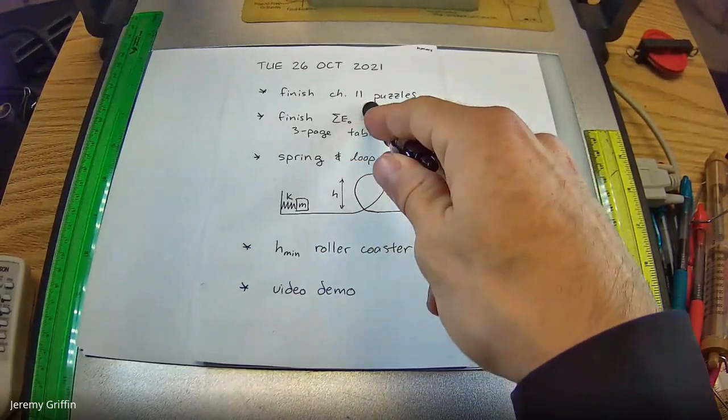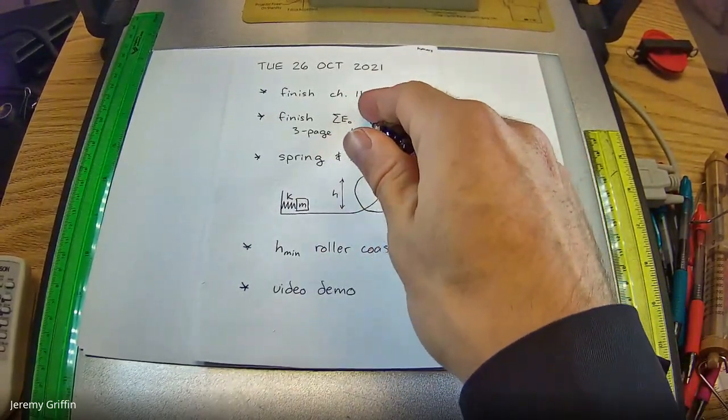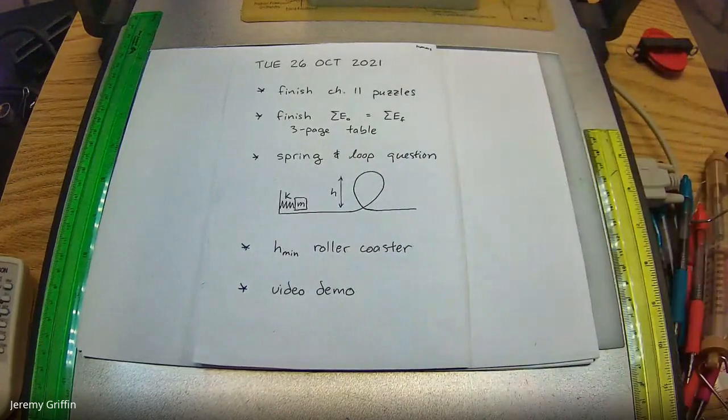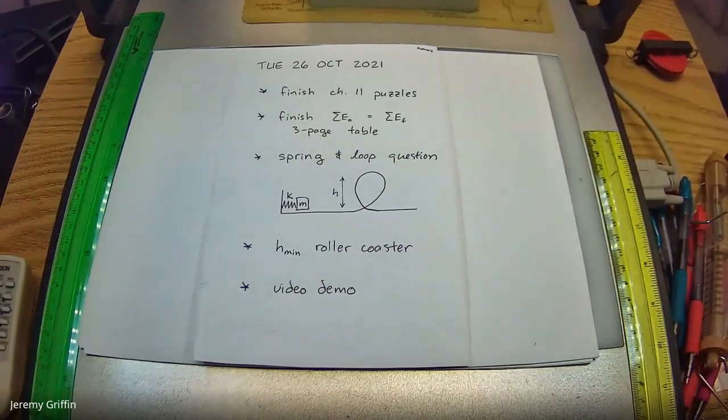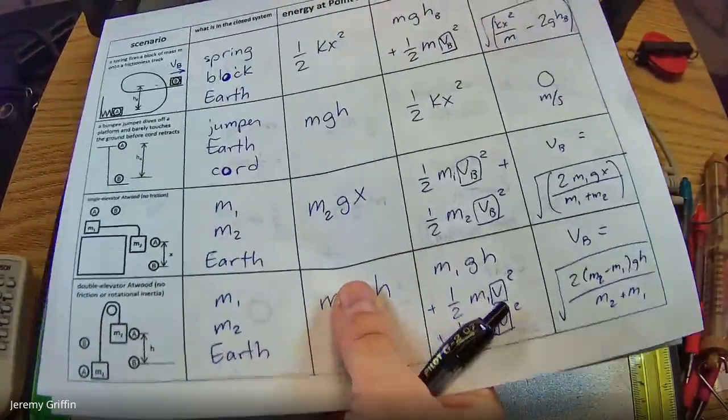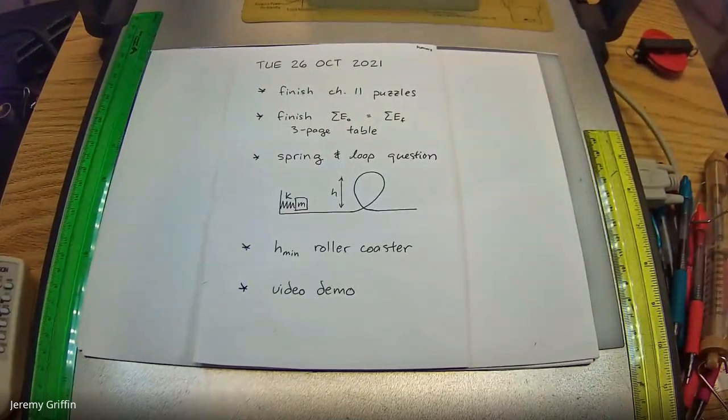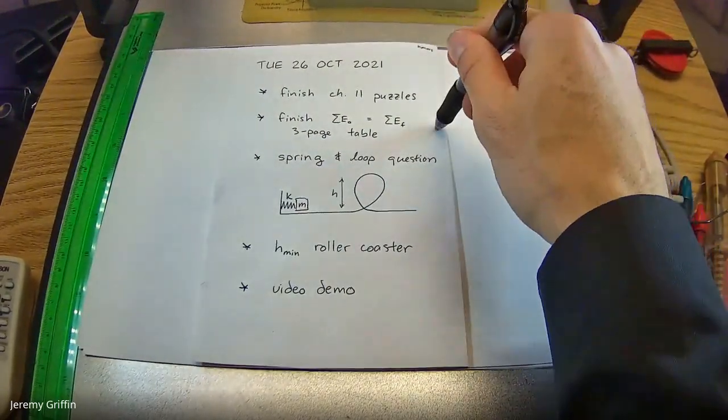So we're going to finish this chapter 11 puzzles. I think there were just a couple of questions left there. Then, do you guys remember this conservation of energy table? 3 pages. We did most of them, but there were a couple of rows left, so let's go tidy that up.